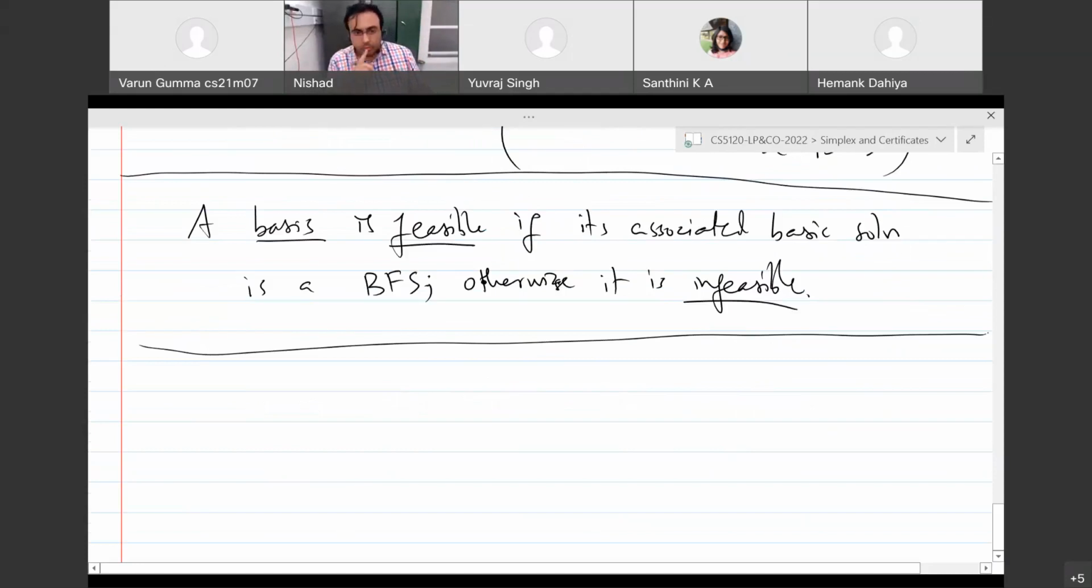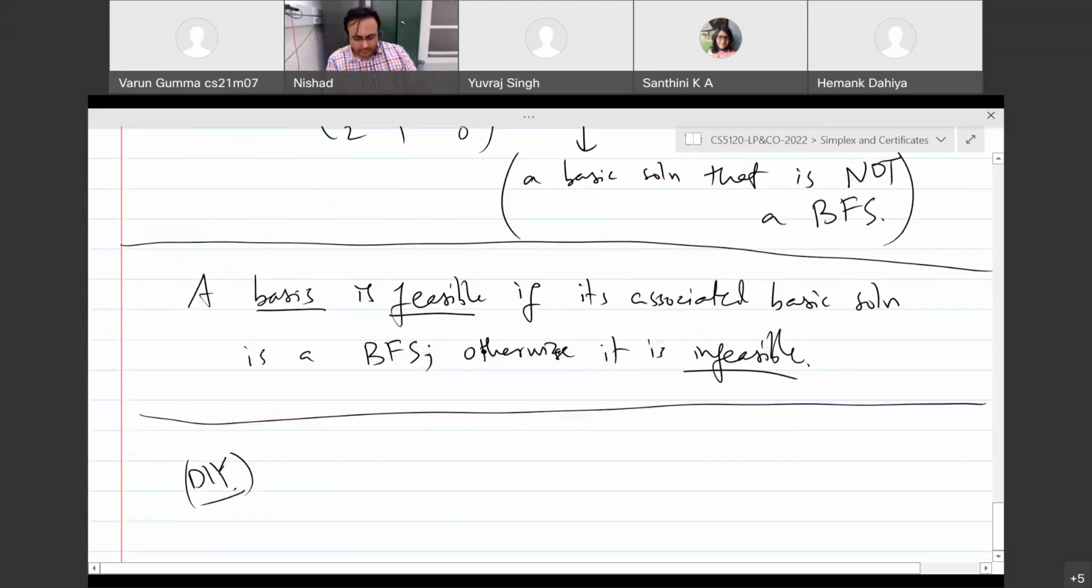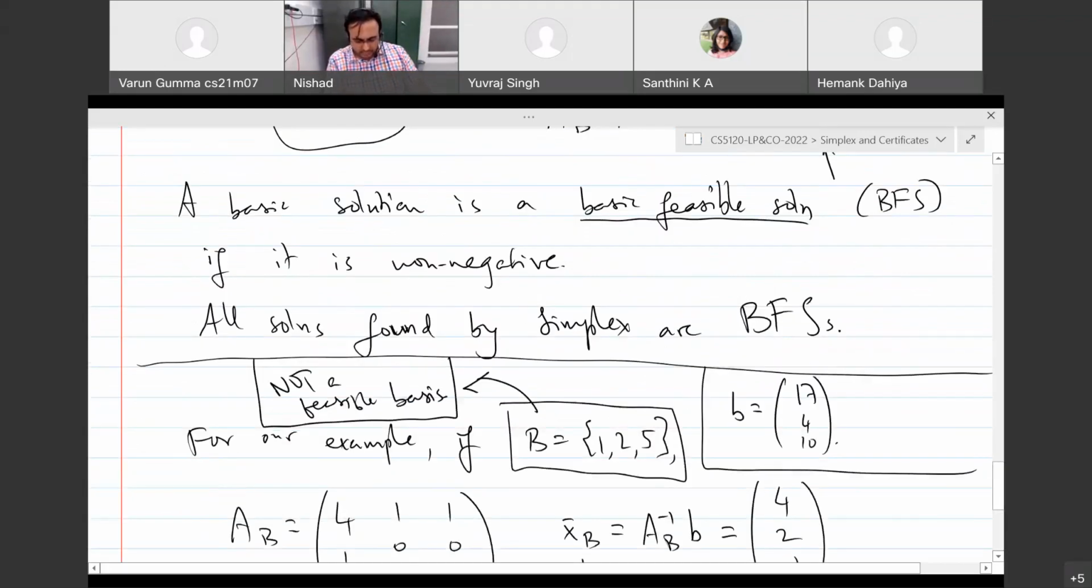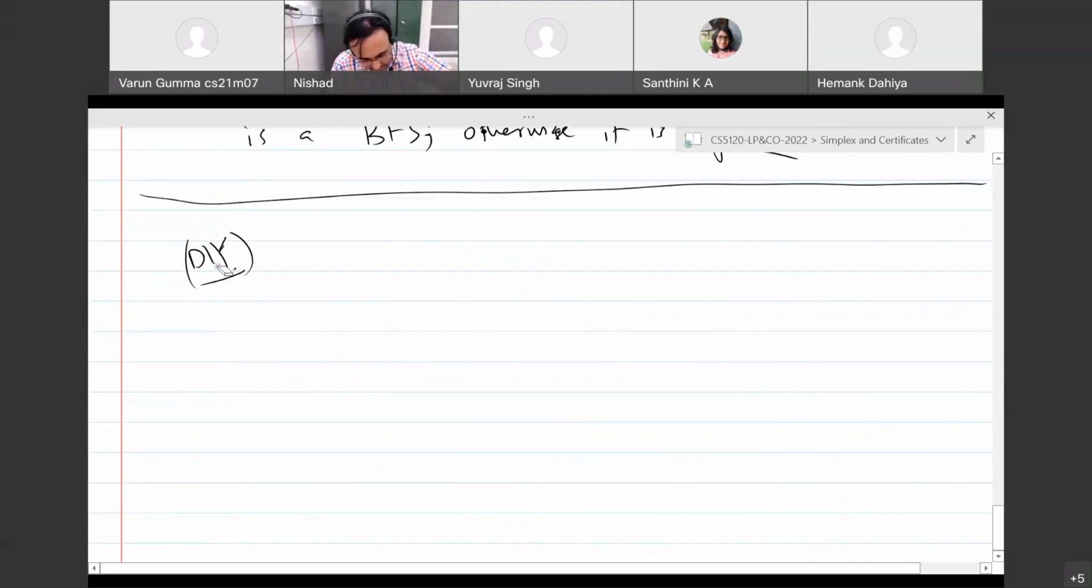I want to do one more quick example. So this was a do-it-yourself problem from yesterday. I just want to illustrate one phenomenon which I wasn't able to illustrate using this example that I had chosen. So this was from yesterday's do-it-yourself.